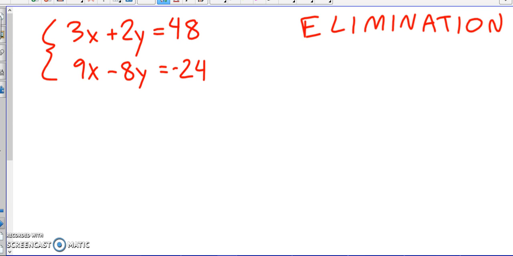So I've got a 2y and I've got a negative 8y. So if I make the 2y into positive 8y, then I can get those to cancel. How would I accomplish that? Multiply by 4. Positive 4. Because this is already negative, so that when I add those together, it'll cancel. So I multiply that top one by 4. So let's see, this would be 12x plus 8y, 48, 96, 192.